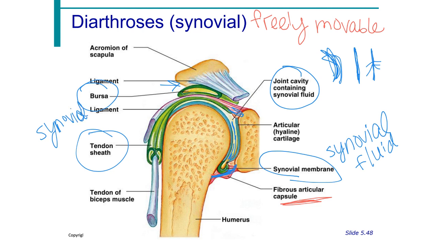And again, synovial membrane is going to secrete synovial fluid. And so it basically just wraps and protects the tendon sheath, protects the tendon. The bursa, you can see here, is keeping this ligament from getting smushed between the two bones. Okay, and they're just going to help protect the soft tissues associated with the joint.